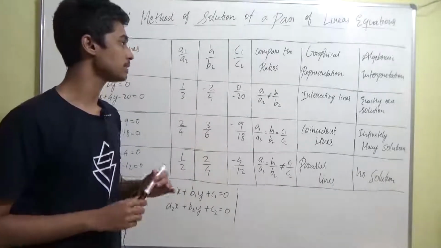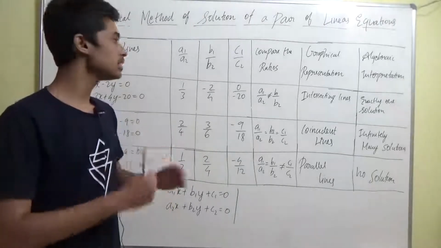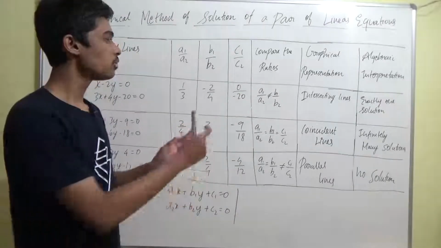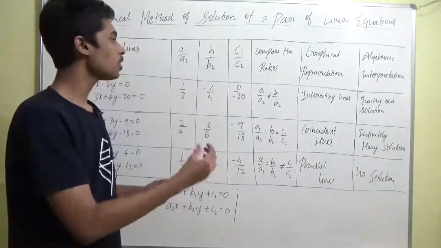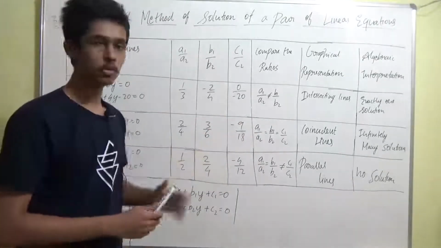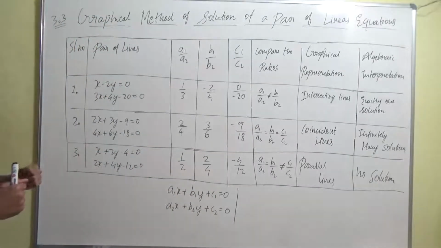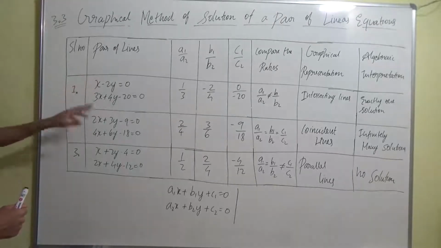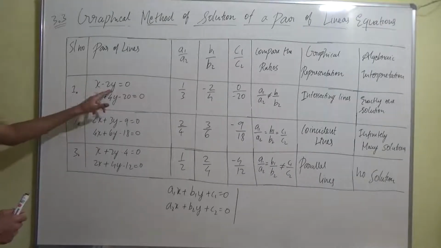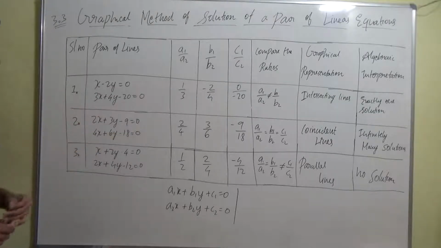It's coming again guys. But here we are going to study when these conditions will be there. Like for what values of A and B the lines are going to be intersecting, and for what values of A and B the lines are going to be coincident. For example guys, let's understand with an example, then it will be easy. Let's take this pair of equations. The equations are x minus 2y equal to 0 and 3x plus 4y minus 20 equal to 0.